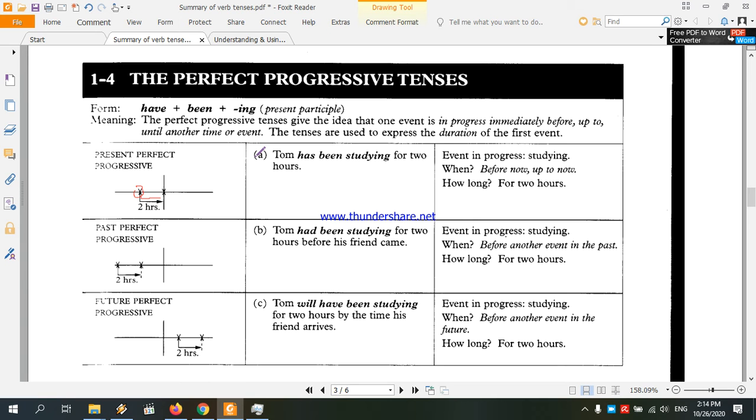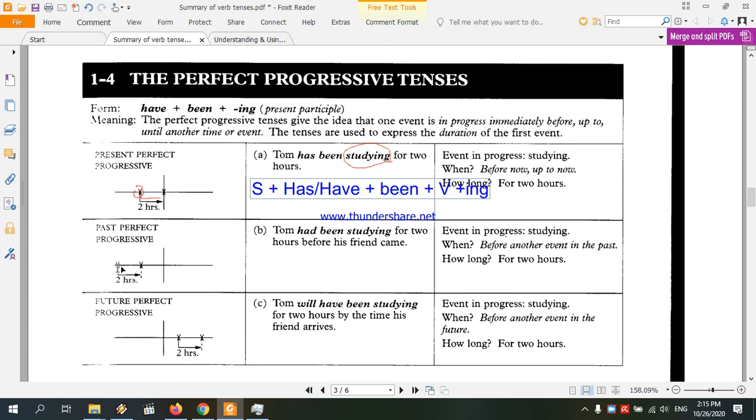So I use the present perfect progressive to express or emphasize the duration of the verb of the studying. Okay, so now let's take a look at the form. Subject plus has or have plus been plus verb plus ing.